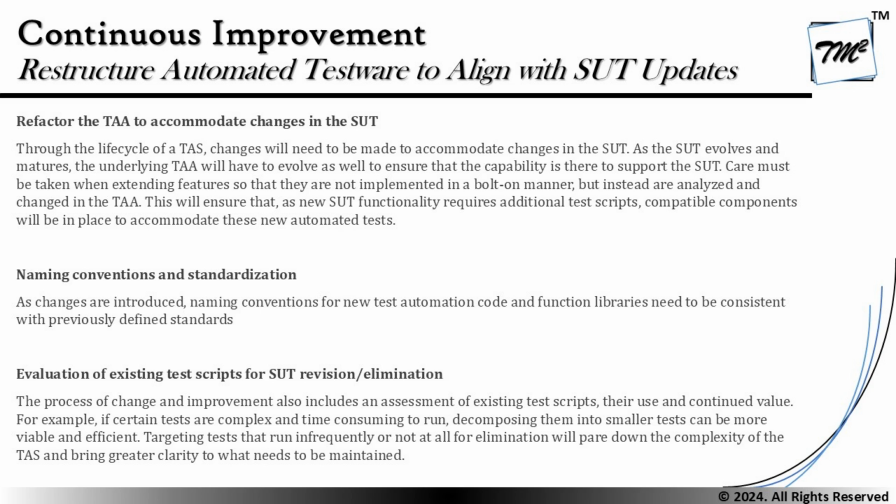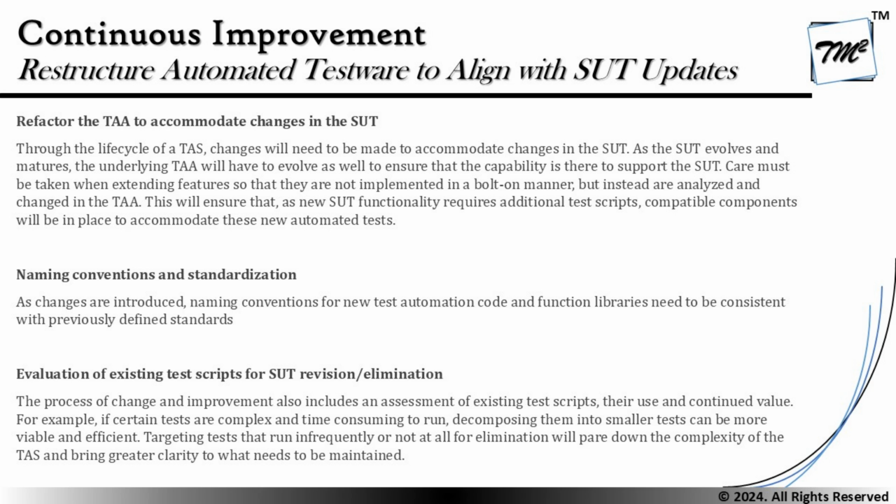The next important thing we are talking about is naming convention and standardization, which is pretty straightforward. As the changes are introduced, naming convention for new test automation code and functional libraries needs to be consistent with previously defined standards. So they should always be aligned and the practices should not change. Whatever scripting practices you have been taking into account since the beginning should continue to be the same in the new implementations as well.